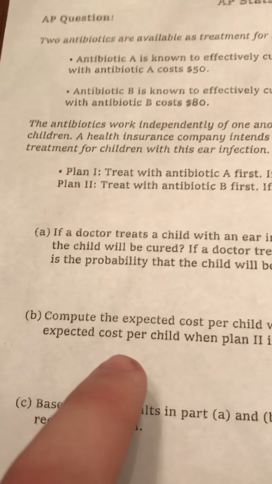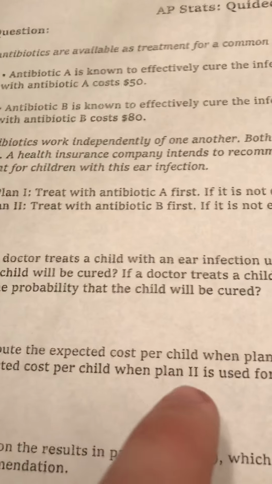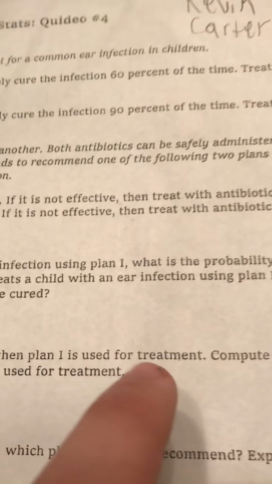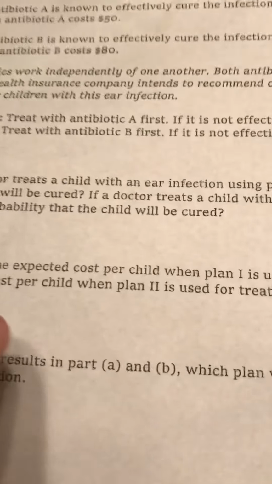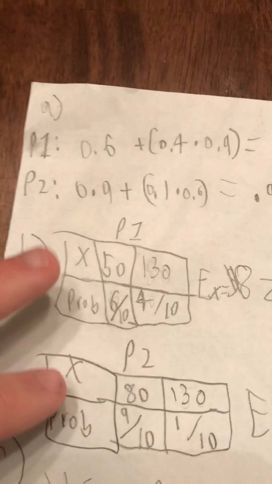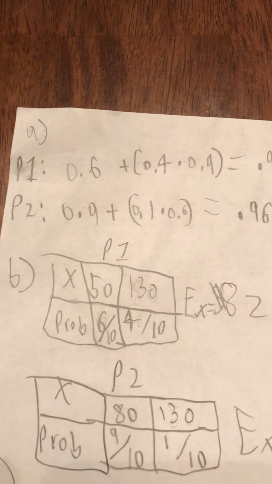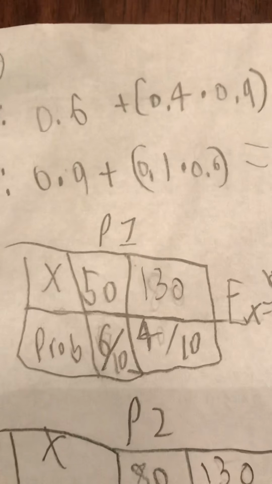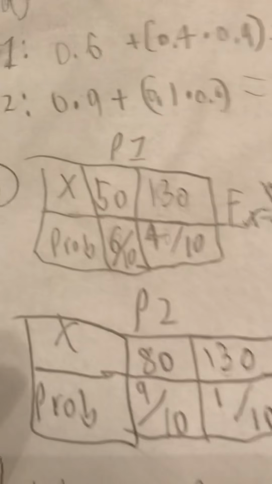Part B asks to compute the expected cost per child when plan 1 is used for treatment. Compute the expected cost per child when plan 2 is used for treatment. So I created two probability models, one for each plan. So we'll start with plan 1.